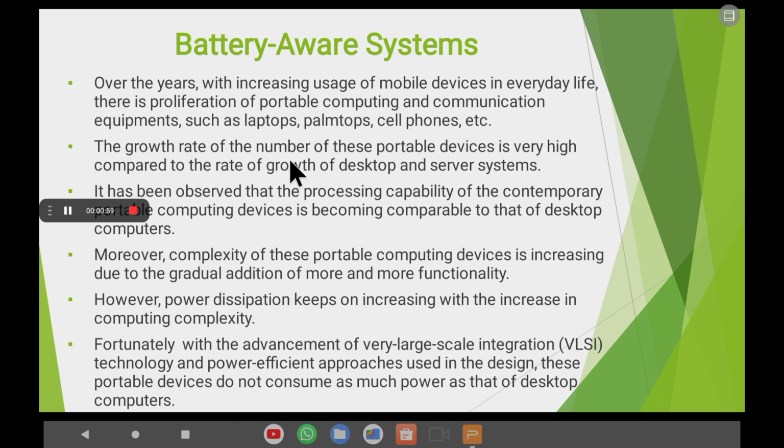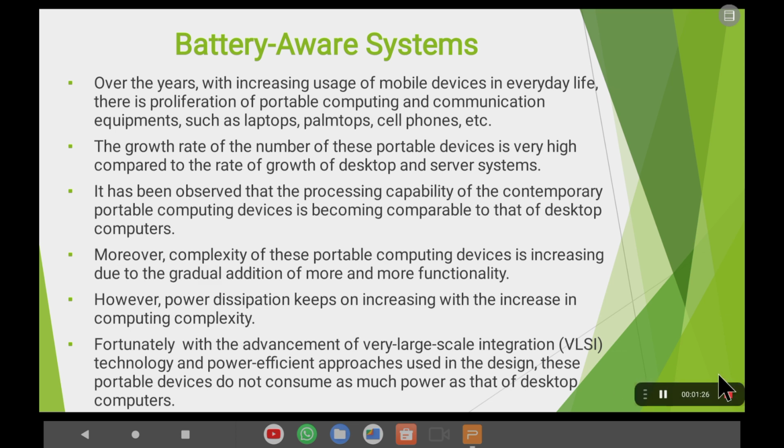As well, the growth rate of the number of these portable devices is very high compared to the rate of growth of desktop and server systems. That means mobiles and similar devices are increasing very frequently over a period of time compared to laptops and server systems. So it is observed from the statistics also, right?